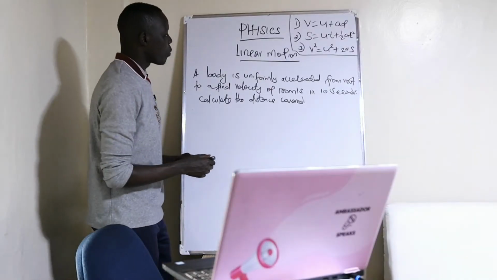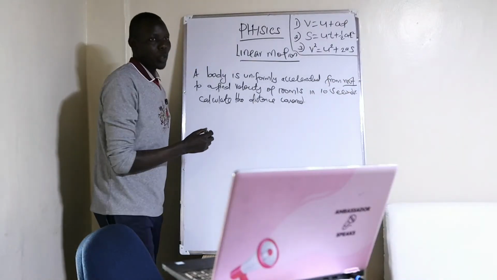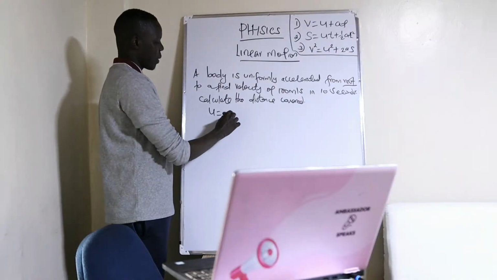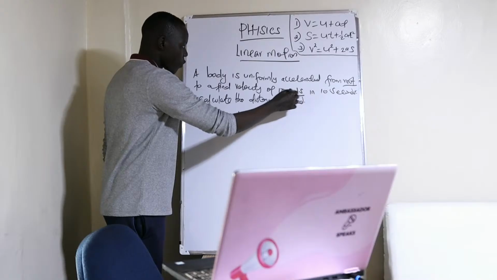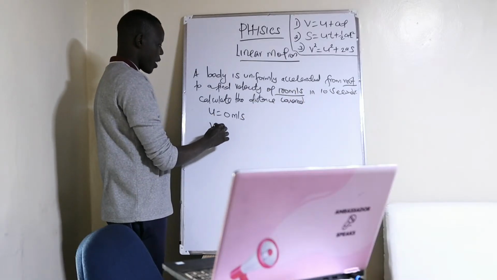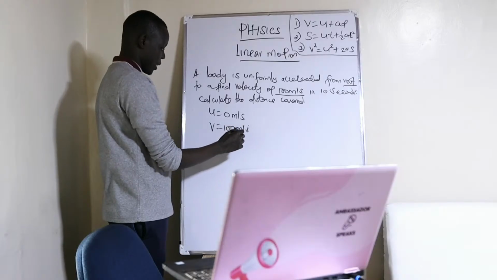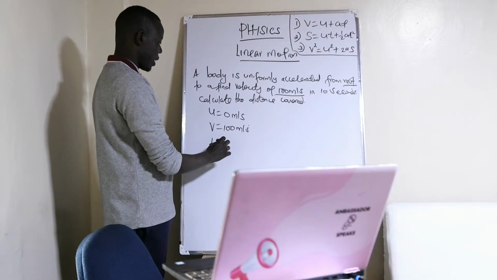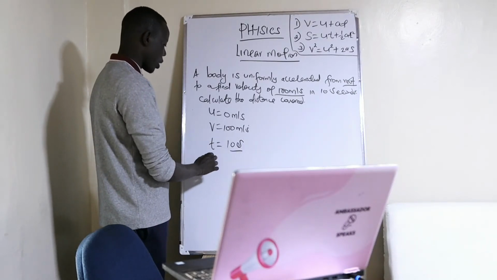So let's look at the question. A body is uniformly accelerated from rest, so the initial velocity is equal to 0 meters per second, to a final velocity v of 100 meters per second, in 10 seconds. Now t is 10 seconds. Calculate the distance covered. Now we are supposed to look for s.